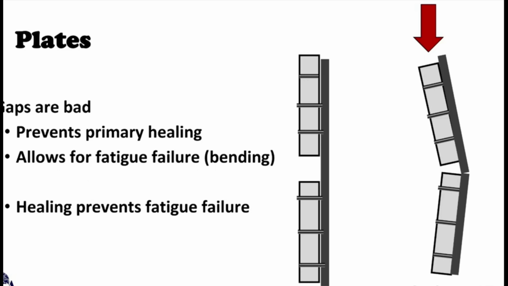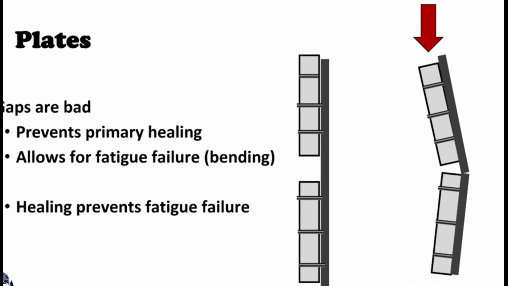So if you have fracture gaps, these are bad because not only do they prevent primary bone healing, but they can allow for fatigue failure. So having that bone contact really improves your stability. And this is an example of that. When you don't have bone contact and you leave a gap, that reduces your stability immediately. And you know, you're off to the races against bone healing.